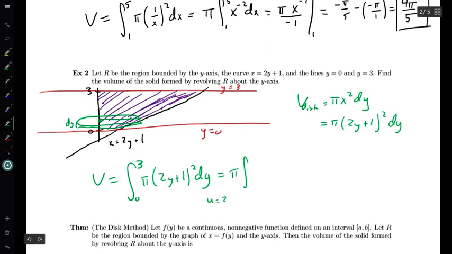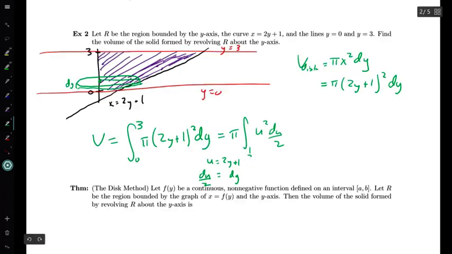So let's do u equals 2y plus 1. And so du is going to be 2 dy, which is to say that du over 2 equals dy. And so we have pi here. We're going to have a u squared. We're going to have a du over 2. And we're integrating now. If y is 0, that corresponds to the u value of 1. If y is 3, that corresponds to the u value of 7.